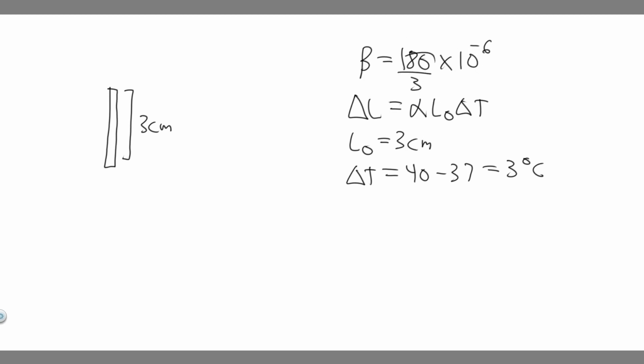So if we divide this by 3, it's basically 60. So we can basically just treat alpha as 60 times 10 to the minus 6. And keep in mind, this is just inverse degrees Celsius. And so now we have all the values we need. We just got to plug it in.